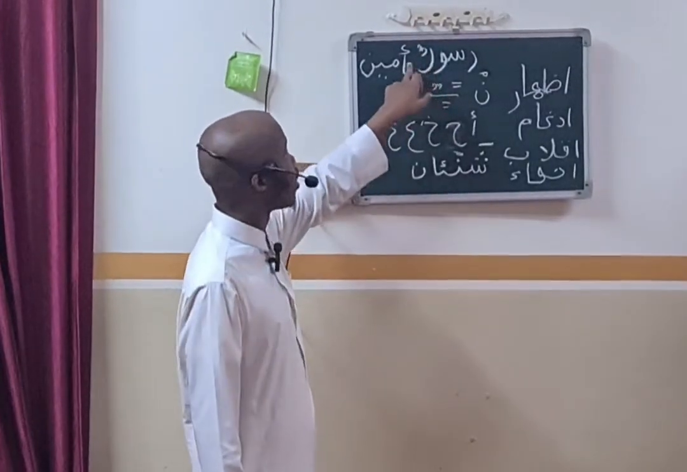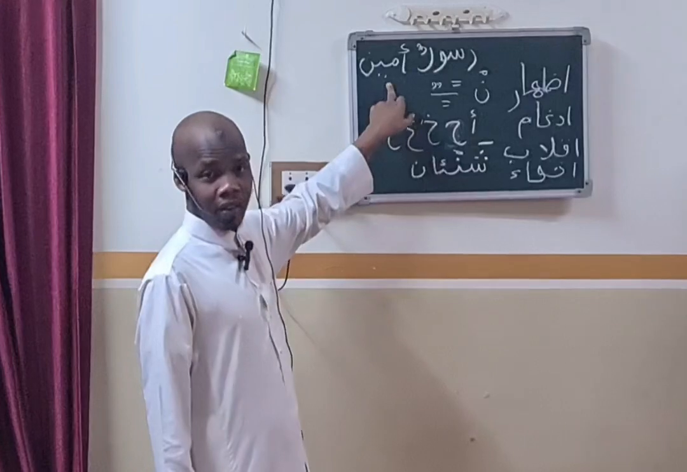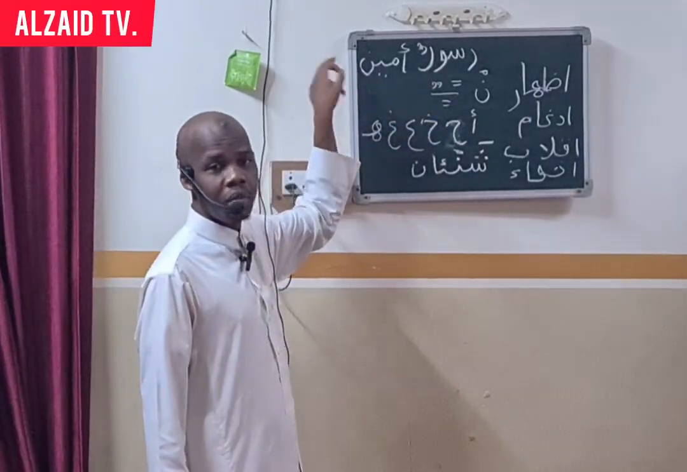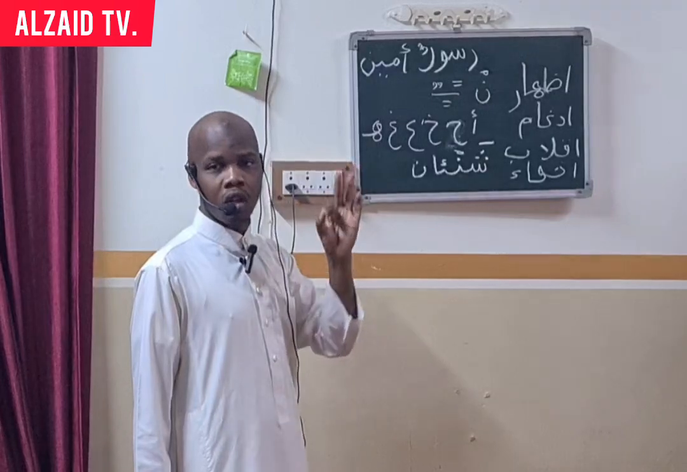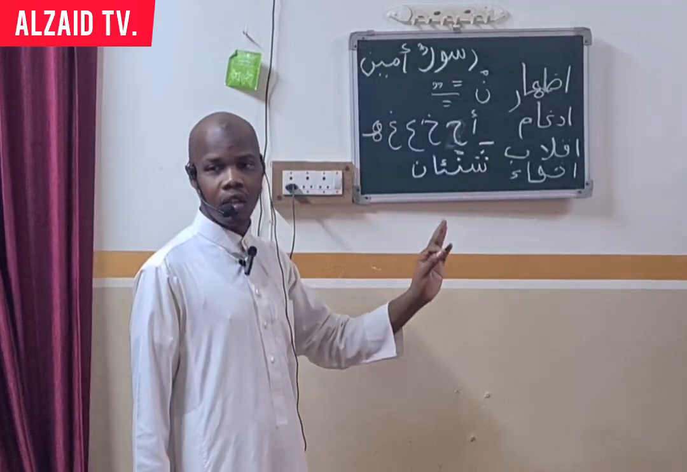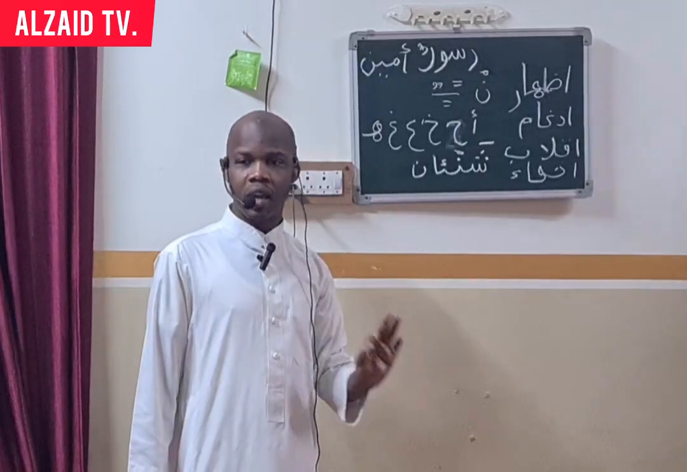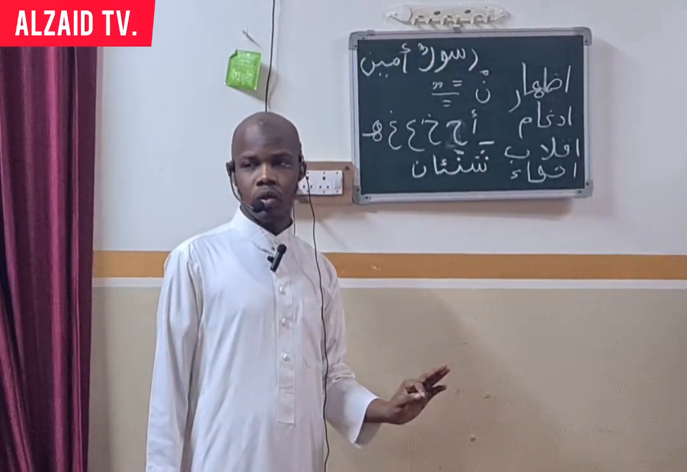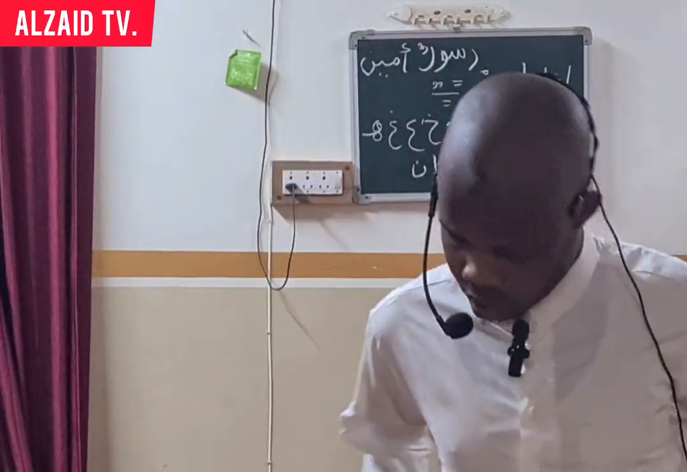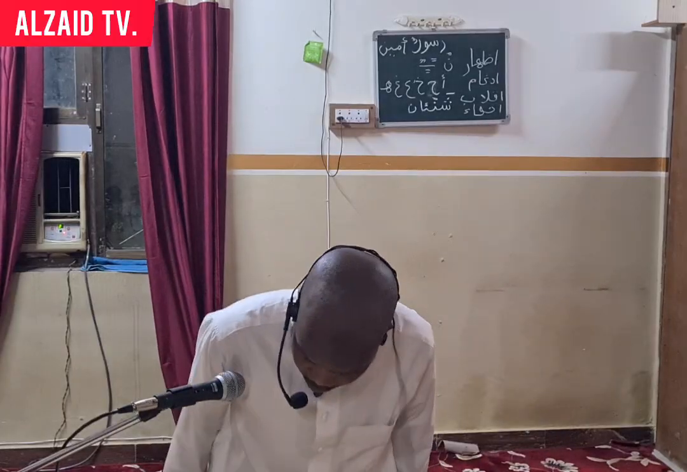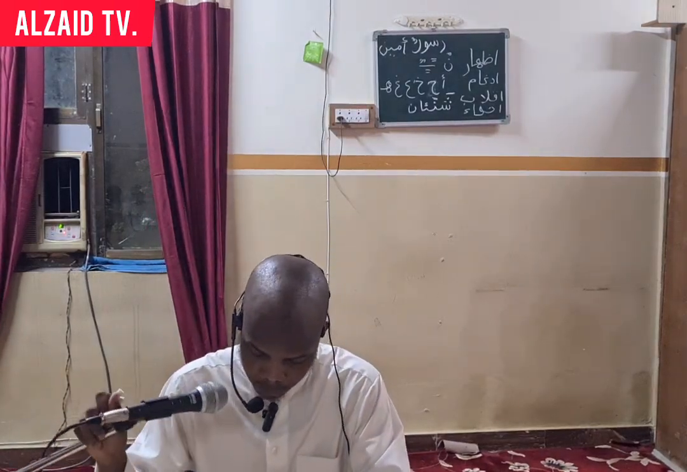Lun, lun. Then comes alif. That is why it is called إظهار. رسول أمين. وجاءهم رسول أمين. We are not going to say رسول أمين. No. This is what we discussed last week. Then today we are going to move to the second one.